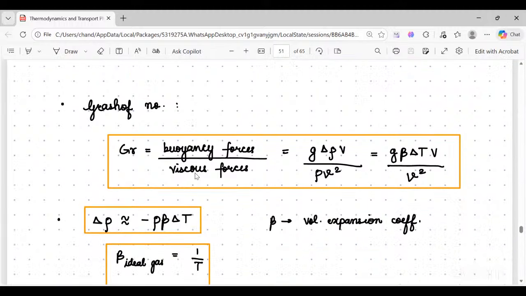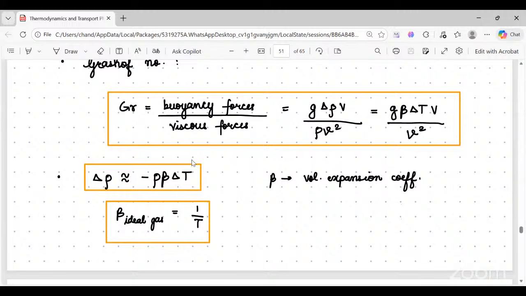Grashof number tells you the relation between buoyancy forces and viscous forces. So it is g delta rho V by rho v square. You get g beta delta T V by v square. Delta rho is nothing but minus rho beta delta T. Beta is the volume expansion coefficient.